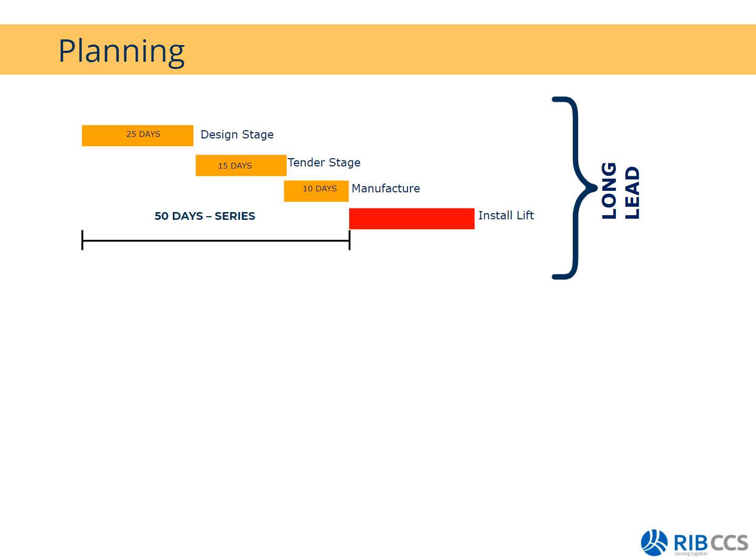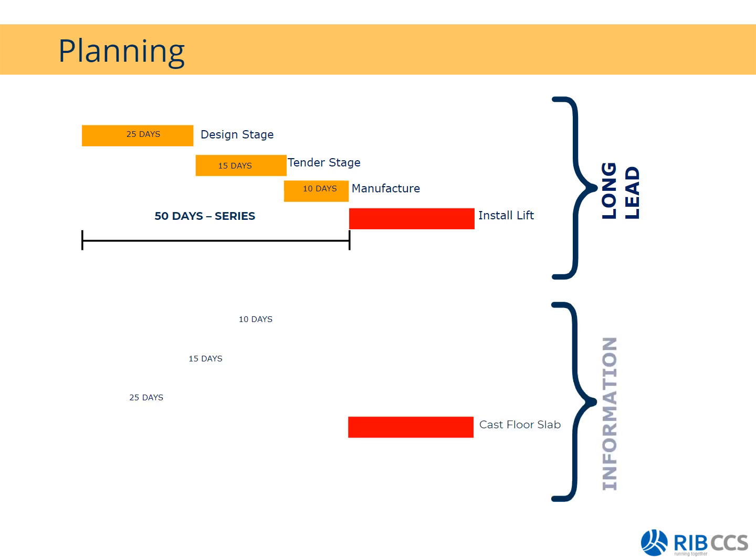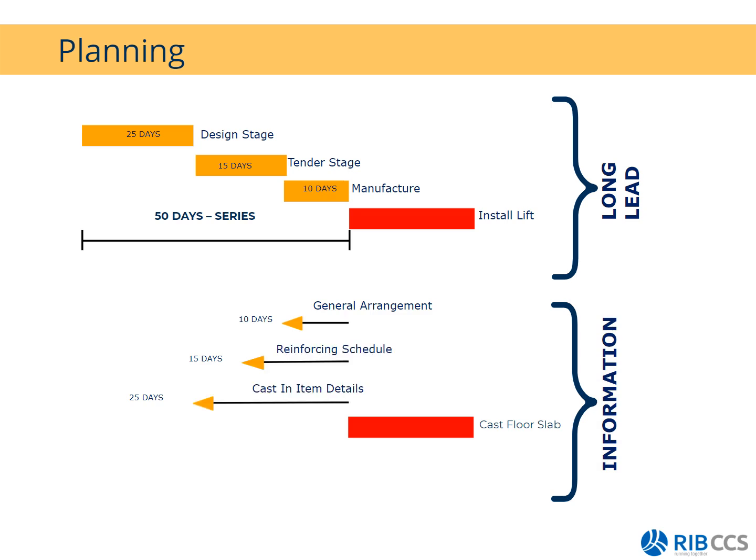Okay. Then we have the information schedule. If you have cast floor slab, these are all my events that need to happen in parallel: the general arrangements, the reinforcing schedule, casting items. If there's a delay in any one of these items, it won't affect the succeeding item, but it will have a direct impact on my casting of the floor slab. So in total, these items are running in parallel and I need a total of 25 days to ensure that my casting of the floor slab happens on the scheduled time.